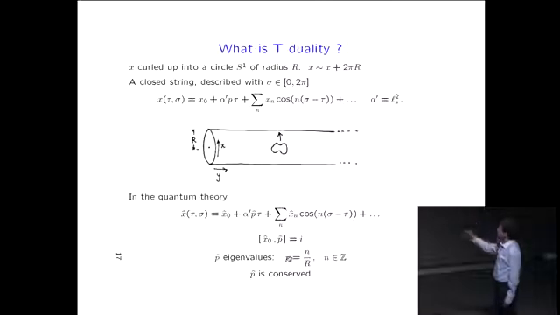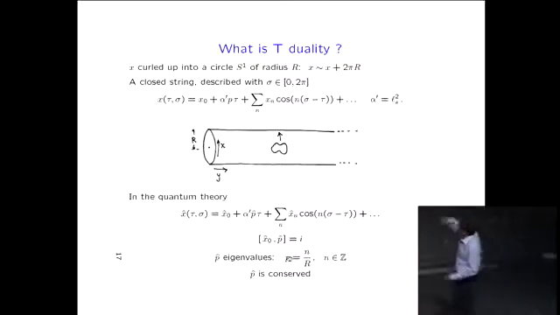In the quantum theory, everything becomes an operator. The x on the left-hand side is the x0. The p is a momentum, the xn's. And x0 with p form a canonical pair. These are the momenta and the center of mass coordinate of the string. So the commutator of x0 with p is i.